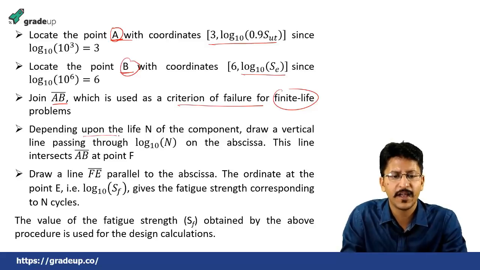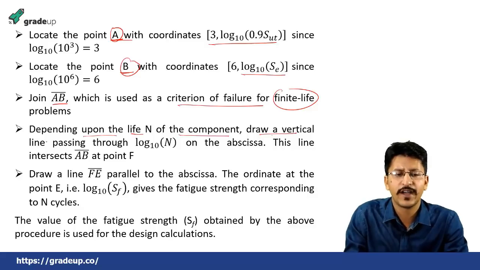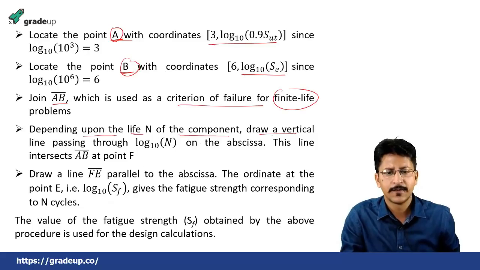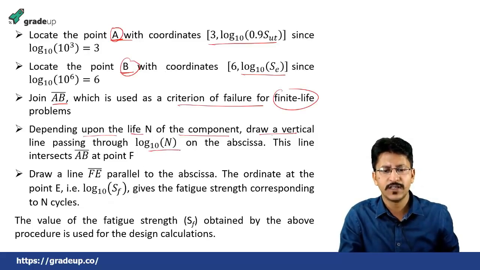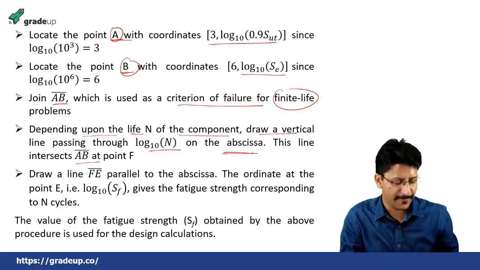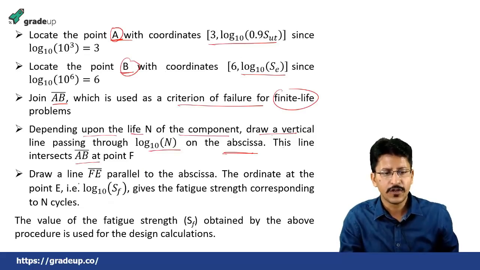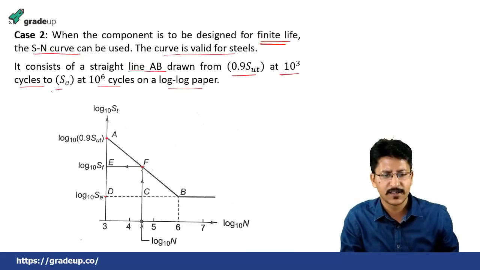Then depending upon the life n of the component, we have to draw a vertical line like this through n on the abscissa. This line intersects AB at F, as you can see here. Then draw a line FE parallel to the abscissa, that is the x-axis. See this, like this, this is parallel FE.